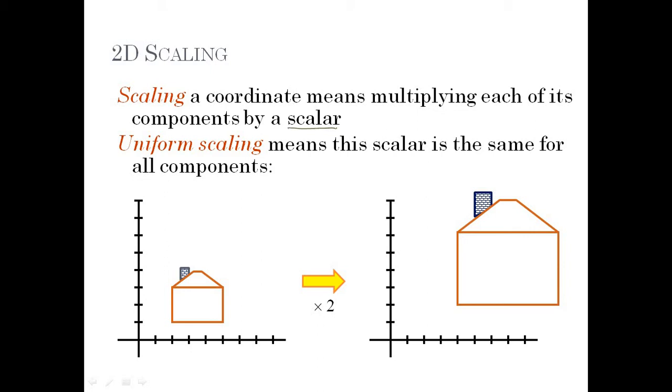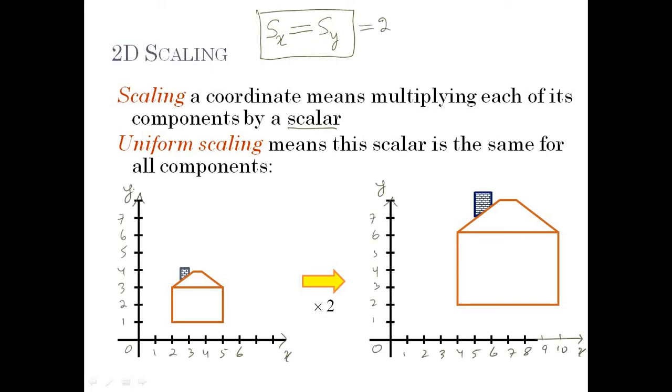Uniform scaling means this scalar is the same for all components. Suppose we have a scalar on the x-axis, s of x, representing the scalar on the x-axis, and a scalar on the y-axis, s of y. In uniform scaling, s of x and s of y should be equal. So here we have a scalar which is equal to 2.